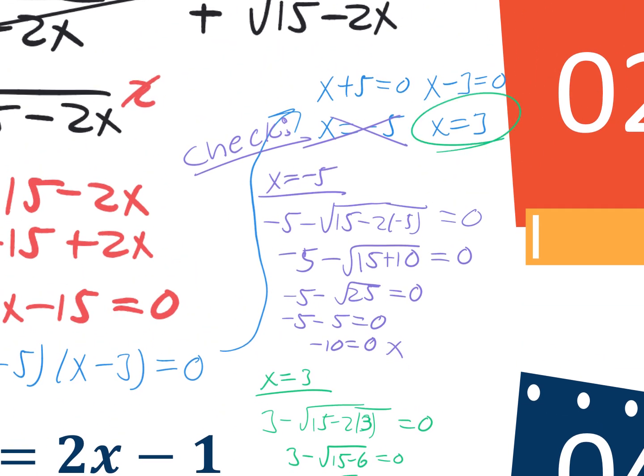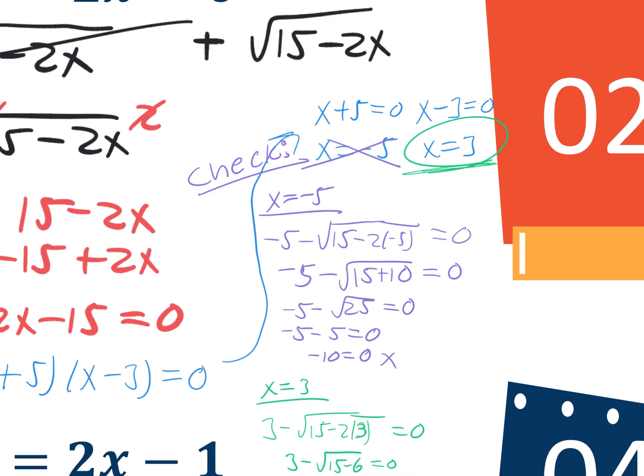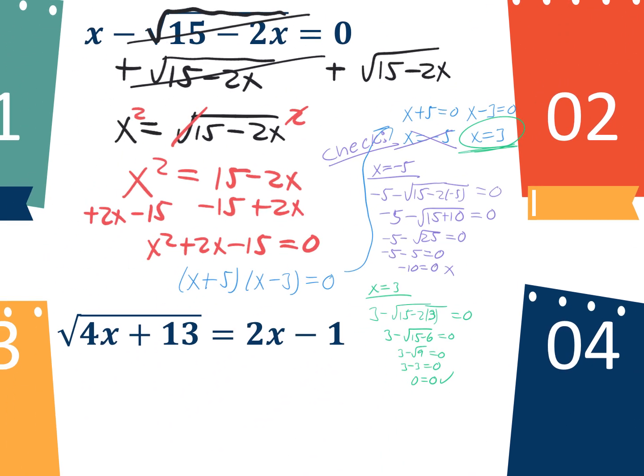So we get one answer here. X equals 3. So again, it is super important that you're checking your answers each and every single time. Right? You get 2 answers, but only one of them works. Right? So check every single time.